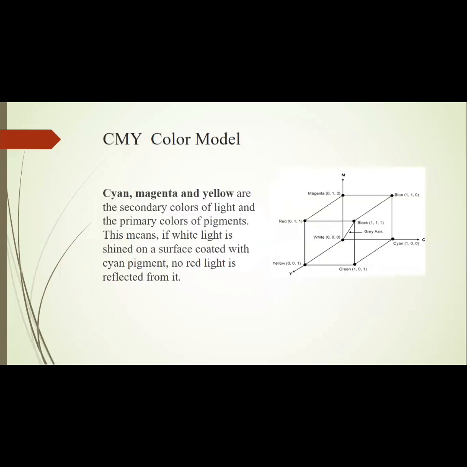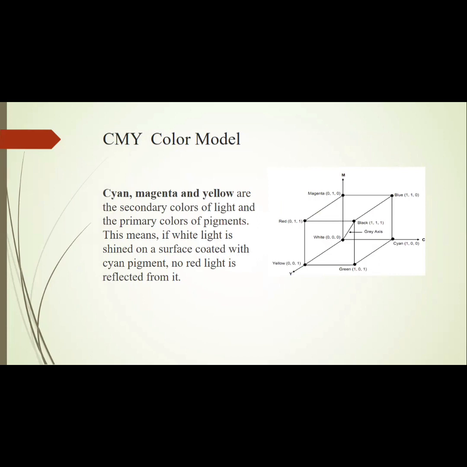Next topic is the CMY color model. CMY is a subtractive color model that can be formed with the help of the primary colors red, green and blue. So we can form CMY, that is cyan, magenta and yellow. As you can see in the picture, it's a cube that represents the CMY color model. These are the secondary colors of light and the primary colors of pigments.